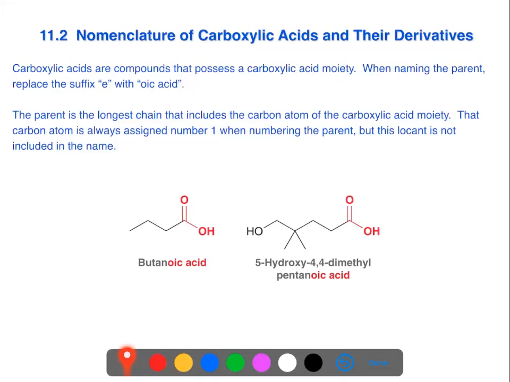And we have substituents at position 4 and 5. At 4, we have 2 methyl groups, so that gives rise to this 4,4-dimethyl. And at position 5, we have the hydroxy group. Now, just to make a quick point here, we refer to this group as the hydroxyl group, but when we're naming the hydroxyl group as a part of an organic compound, we drop that l. So the overall name of this structure is 5-hydroxy-4,4-dimethylpentanoic acid.